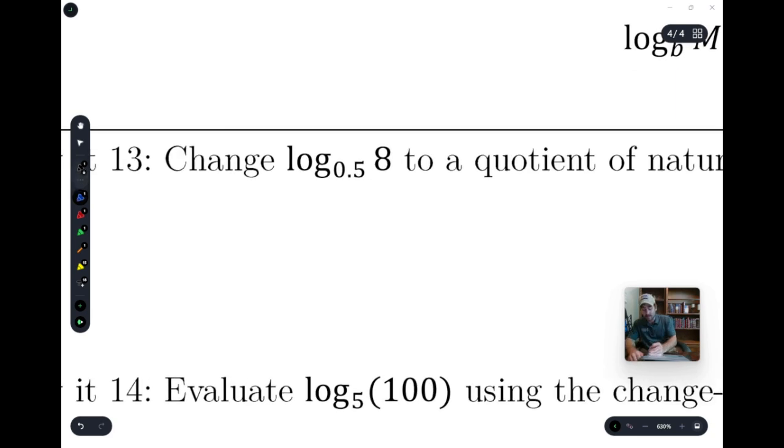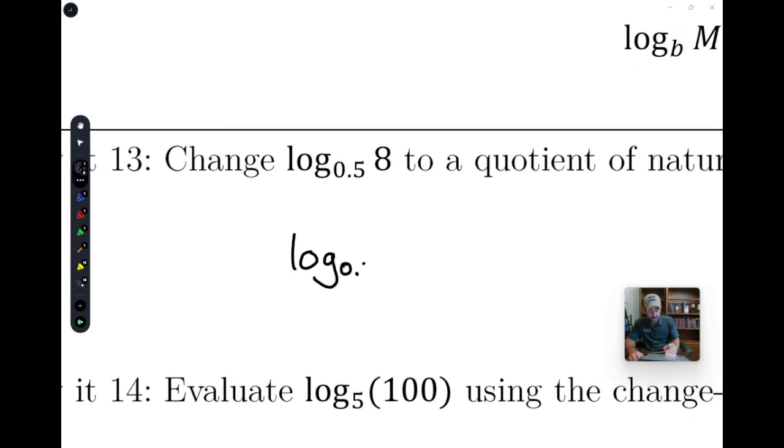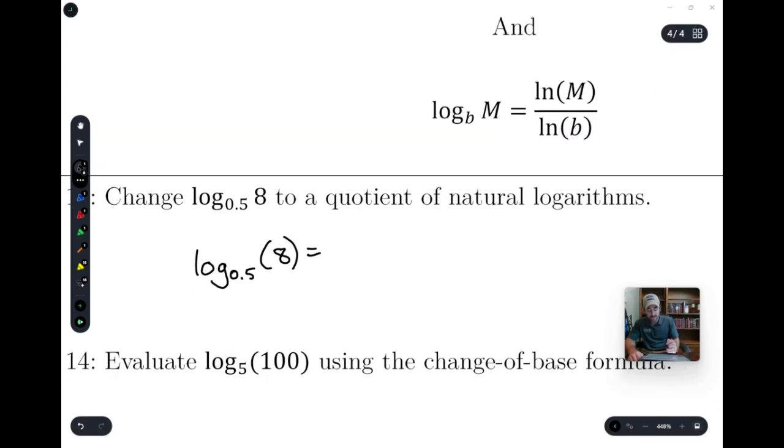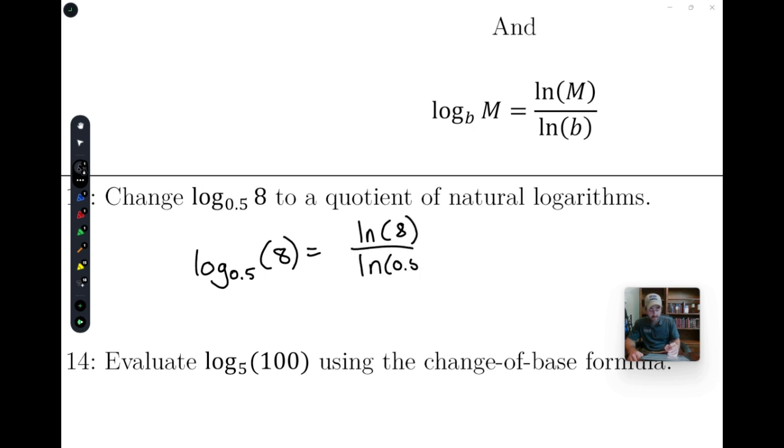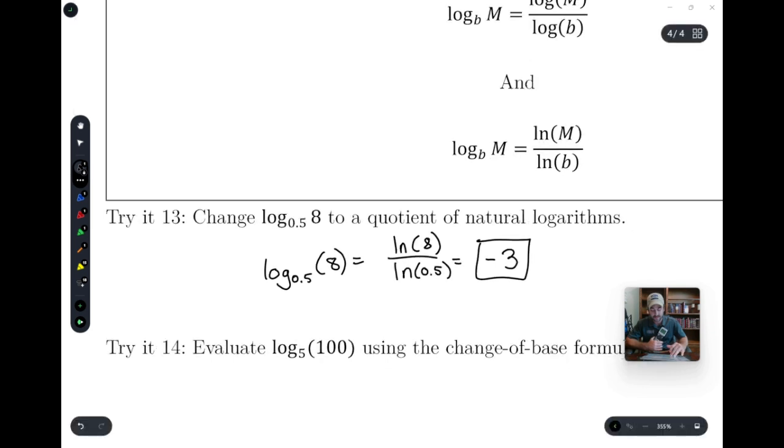So let's see. Here we have log base 0.5 with an argument of 8, and we want to convert it to natural logs. So we're going to put ln of 8 over the natural log of 0.5. And now we have a problem that we can evaluate in our calculators where we couldn't before because we don't have a base of 0.5 in our calculator. And so the natural log of 8 divided by the natural log of 0.5 is -3. And that turns a non-calculator problem into a calculator problem by changing the base.